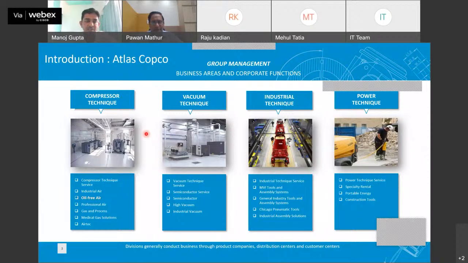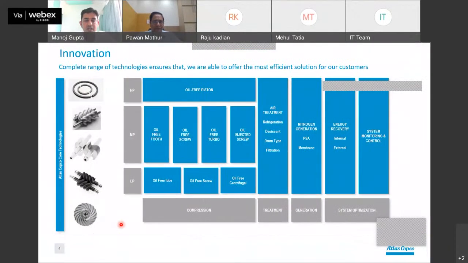In compressed air systems, we work on the industrial air division, oil-free compressed air, professional air, gas and process division, and medical air solutions. We believe in innovation, so we have a complete product range available so that we can provide the most energy efficient solution to our customers.